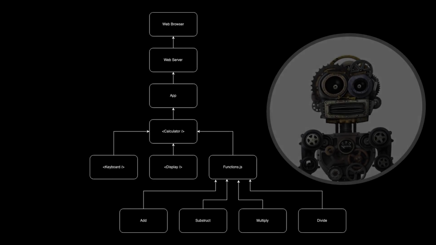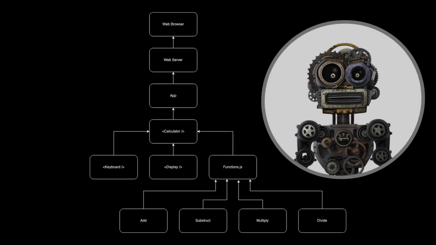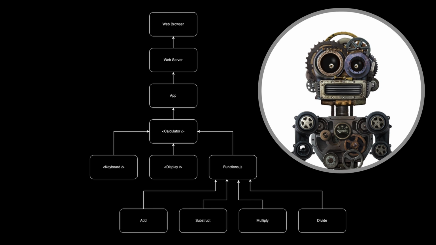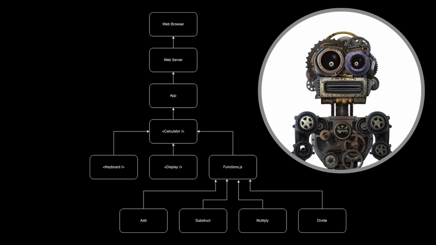Let's examine the application's diagram, which provides a more detailed view of the calculator hierarchy. We'll start by reviewing the calculator component. As you can see, it is a child component of the app component. It uses arithmetic functions, the display component, and the keyboard component.